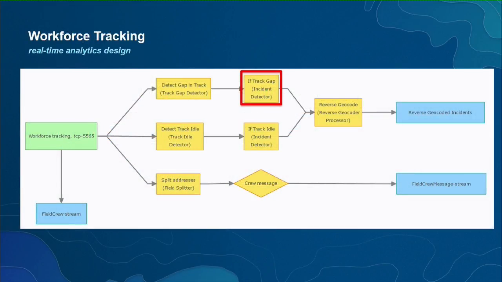What we do then is follow that with an incident detector. And we've already talked a little bit about this, but an incident detector simply looks at the attributes and or the geometry of an incoming message. And when certain conditions are true, it issues an incident. Now again, this is not going to be the same schema, the same GeoEvent definition as that track gap. It's going to be an incident definition.